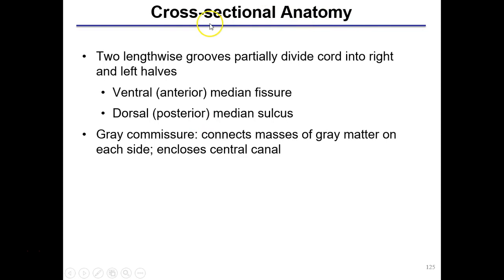We're now going to look at the cross-sectional anatomy of the spinal cord. There are two longitudinal grooves that partially divide the cord into right and left halves. There's a ventral anterior median fissure, and then a less deep indentation on the posterior side called the median sulcus. The gray matter of the spinal cord is concentrated in the central region and forms a butterfly configuration, and connecting the two sides is what is called the gray commissure, which consists of cell bodies and unmyelinated neurons which connect the right and left sides of the cord.